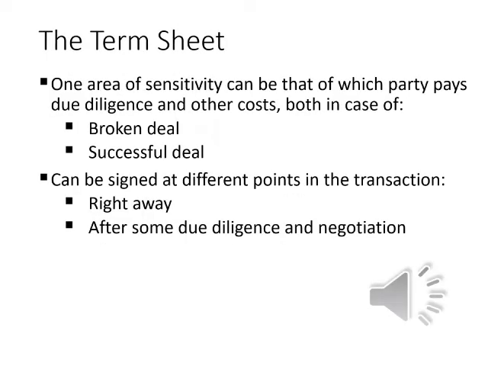In the term sheet, one area of sensitivity can be which party is going to be paying the due diligence and other transaction costs, both in the case of a broken deal, in other words a deal that doesn't conclude, or a successful deal. The term sheet can be signed at slightly different points in the transaction. It can be signed at a very early stage or after a little bit of due diligence and negotiation, but not too much.